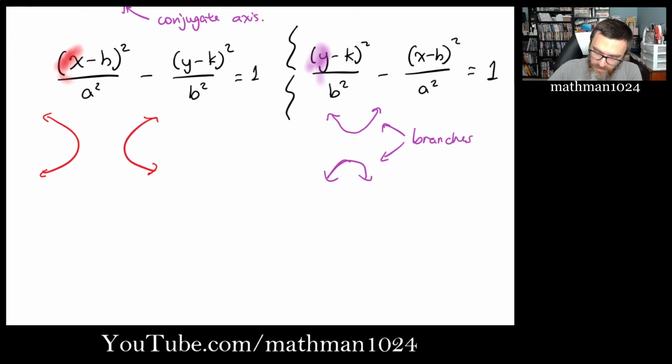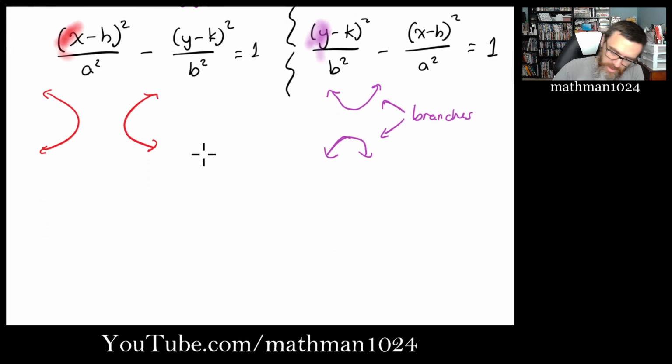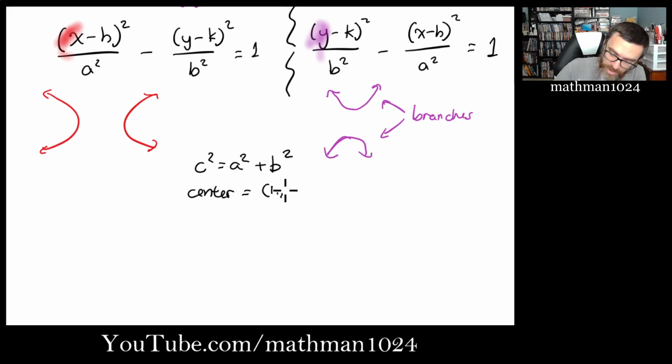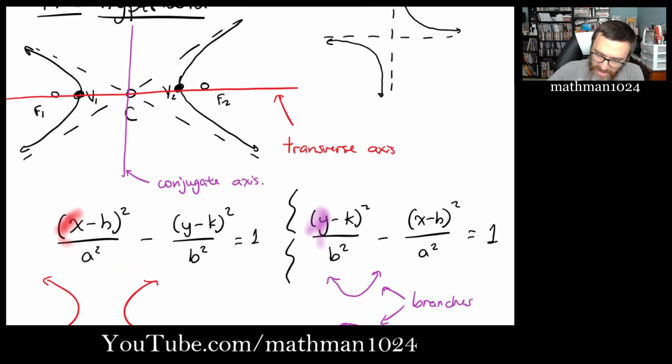Now, for both of these forms, c squared is going to equal a squared plus b squared. So that's a pretty easy thing to remember. And for both of these forms, the center is going to be the ordered pair (h, k). I'm sure that does not surprise any of you. Your asymptotes. So we come back up here to the picture. We talked about the asymptotes before.